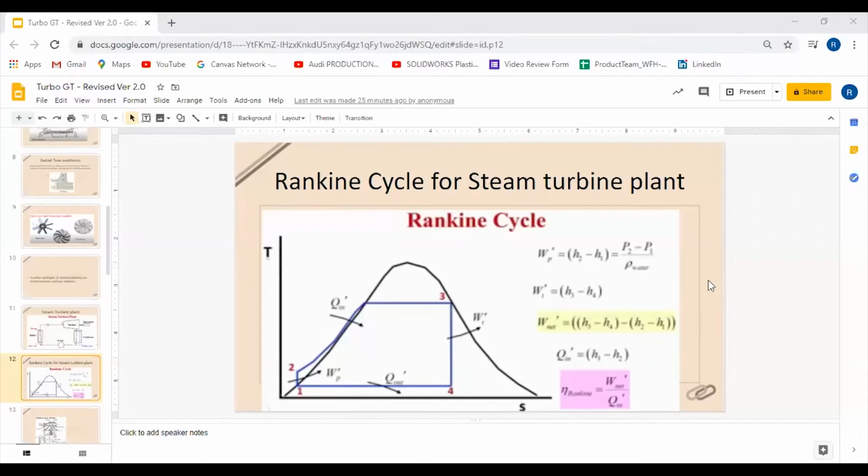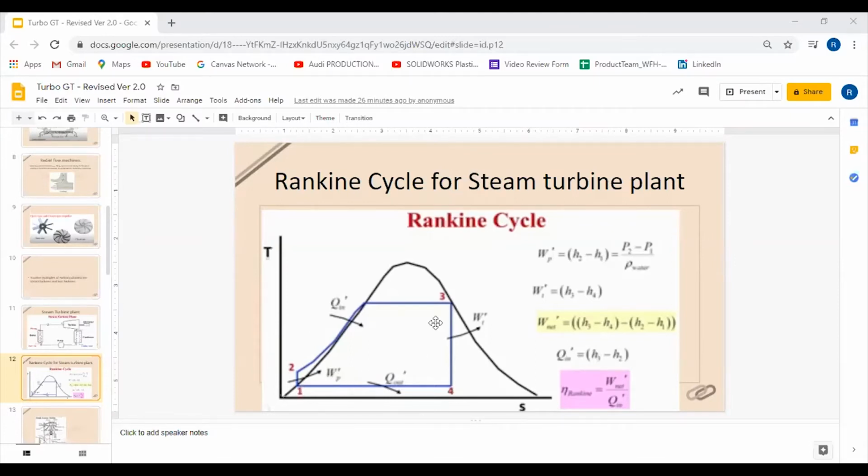Anyways, this is basically a Rankine cycle used in a steam turbine. Remember the points 1, 2, 3, 4. Points 1 to 2 is where the water is pumped, the work on the fluid. 2 to 3 is where you add the heat, and then at point 3, you send it to the turbine. From 3 to 4, the expansion takes place, and 4 to 1 is the condenser and back to the pump. So this is basically a base cycle, okay?